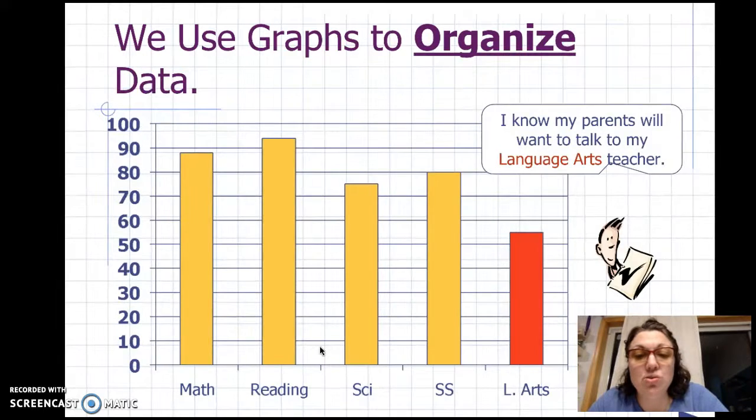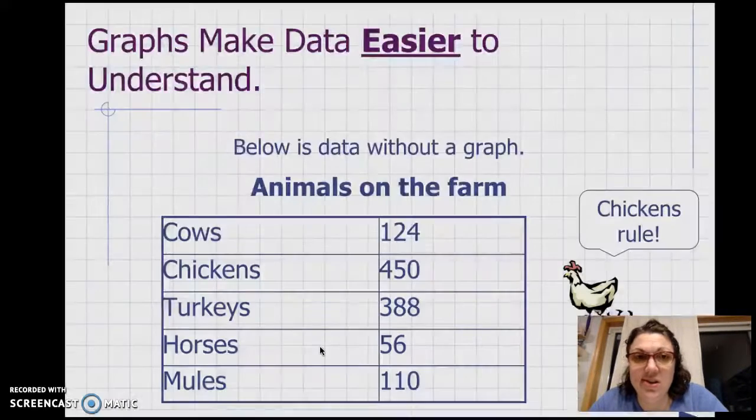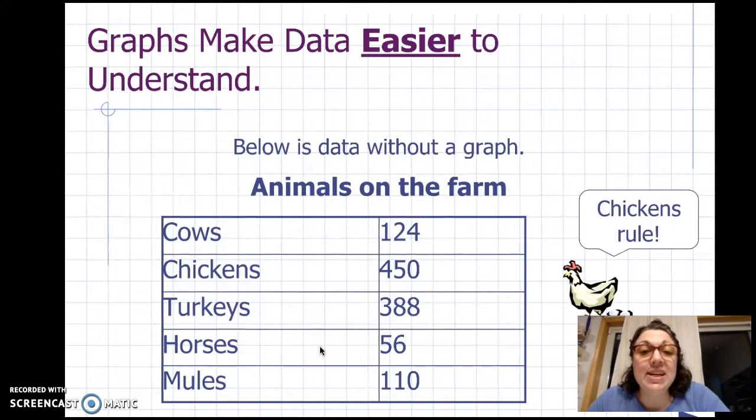We use graphs to organize data. So here's that report card information all put in a bar graph. And it's really easy to see the one class where we have concerns, which is language arts. Graphs make data easier to understand. So once it's organized, it's easier to compare.